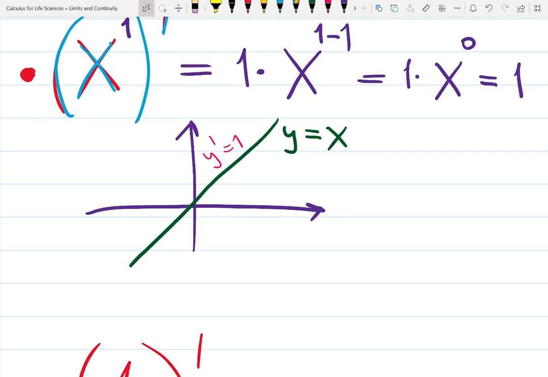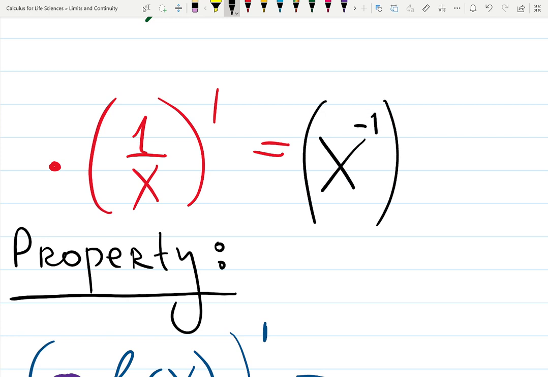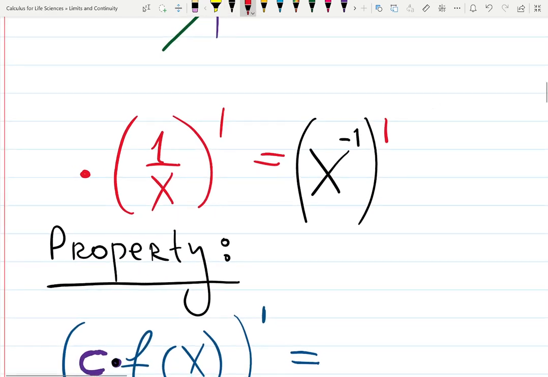So now you know, the derivative of x is 1. What is the derivative of 1 over x? But how do you know? We put the x to the power. Exactly. This is the best way of seeing it. It's x to the minus 1. And then you do exactly what we just did with the power rule.